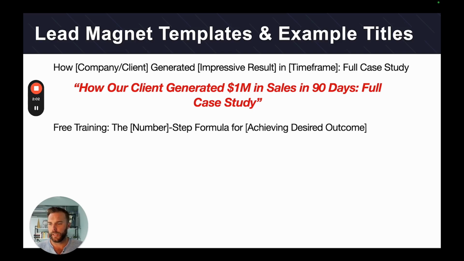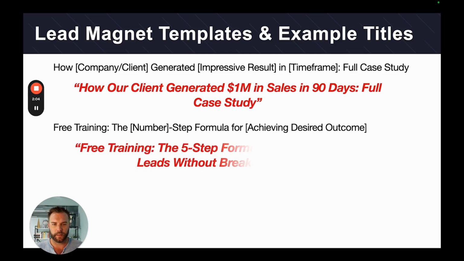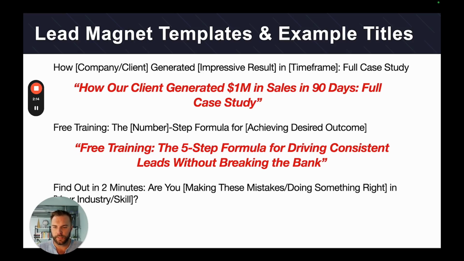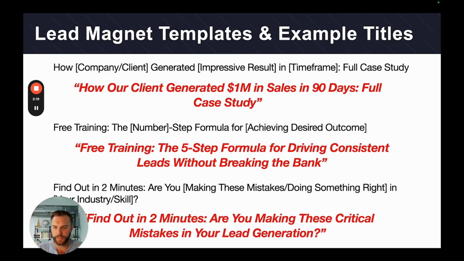We might look at free training, the number step formula for achieving desired outcomes. So free training, the 5-step formula for driving consistent leads without breaking the bank. That might be for a webinar or a mini class. Find out in 2 minutes, are you making these mistakes or doing something right in your industry or skill? So find out in 2 minutes, are you making these critical mistakes in your lead generation? That might be for a quiz. Now, we have examples of titles and the templates used to create them for every type of lead magnet that Ryan broke down in the previous lesson. So they're all in there. Feel free to pull from them as you come up with the name for your lead magnet.